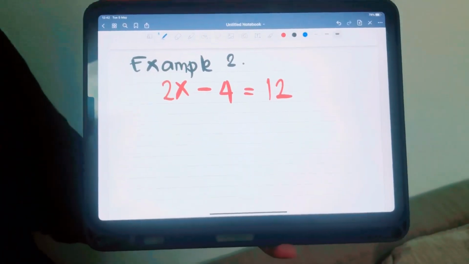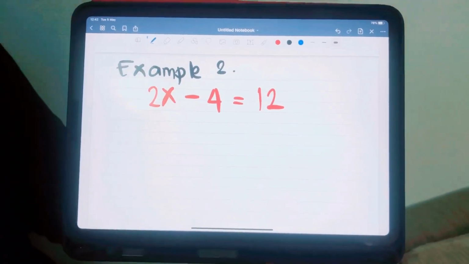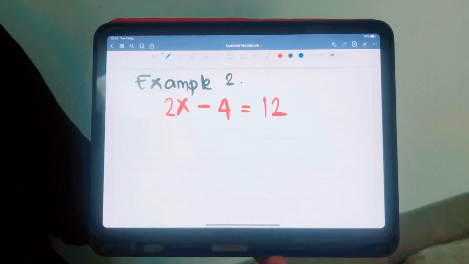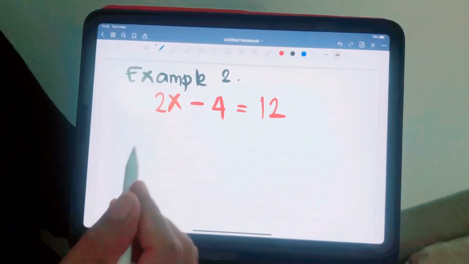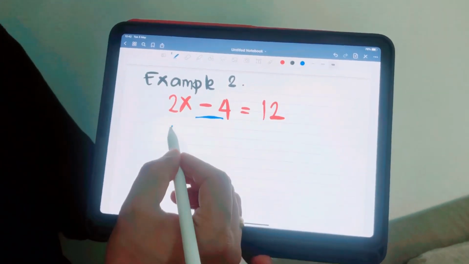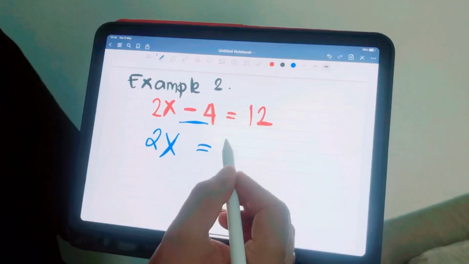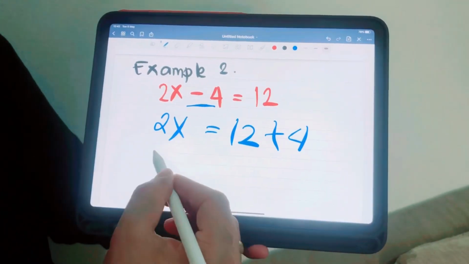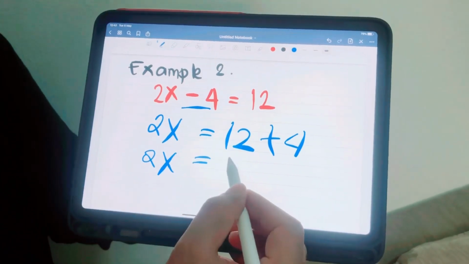Okay, so for example number 2, we have 2x minus 4 is equal to 12. We will apply what we have learned from equation number 1, which is transpose. So we will transpose negative 4 to the other side of the equation. So we have 2x is equal to 12. We have minus 4, so it will become plus 4. So 2x now is equal to 16.